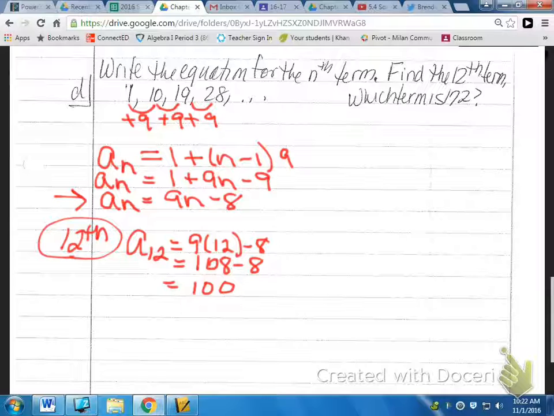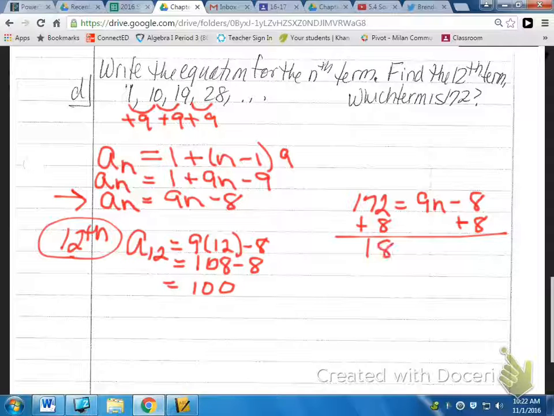Which term is 172? Well, that's a little different. I'm going to put 172 in for a sub n. And 9n minus 8, now just solve for n, that'll tell you which term it is. Add 8. And 180 equals 9n. Divide by 9. And n is the 20th term.